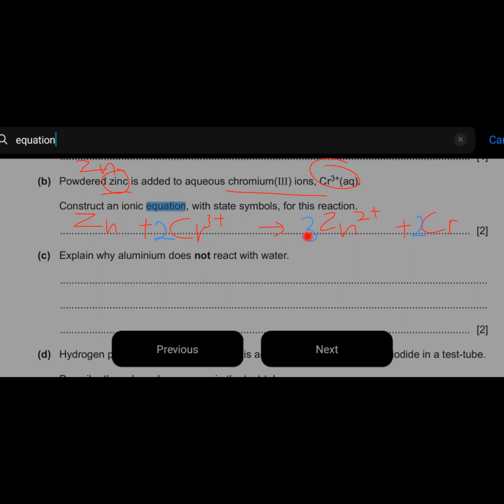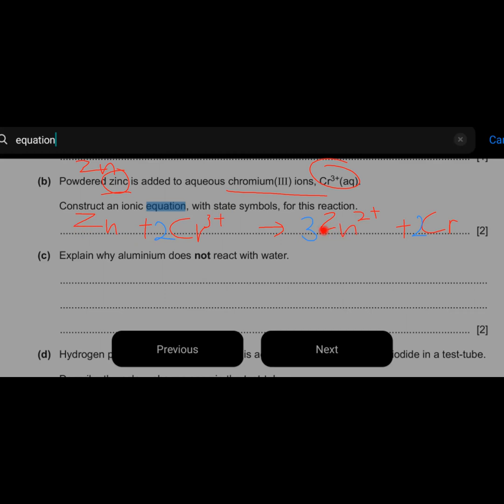So zinc 2 plus ions, into 3, is going to be 6 plus, right? Now here our 6 pluses on the reactants and 6 pluses on the products are cancelled. The charges will be fine. But our zinc atoms will not be balanced on this side yet.